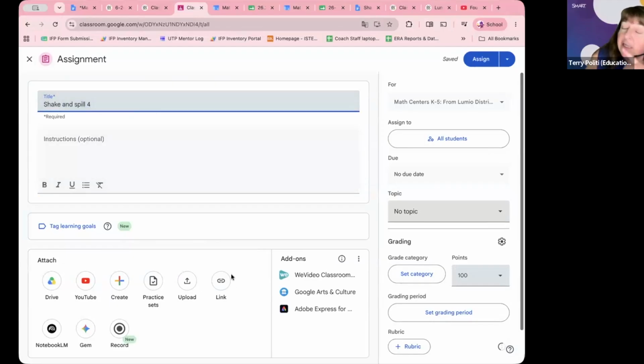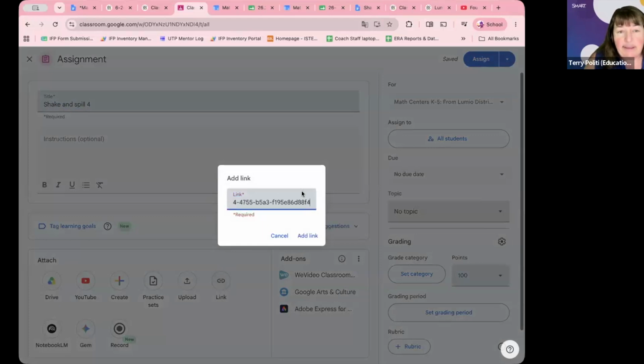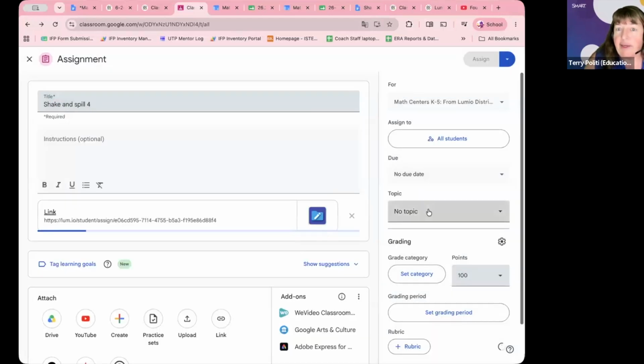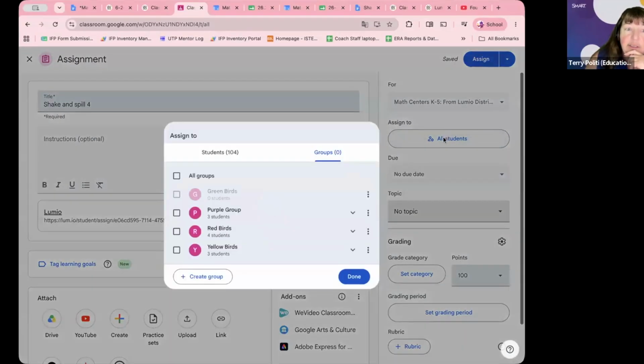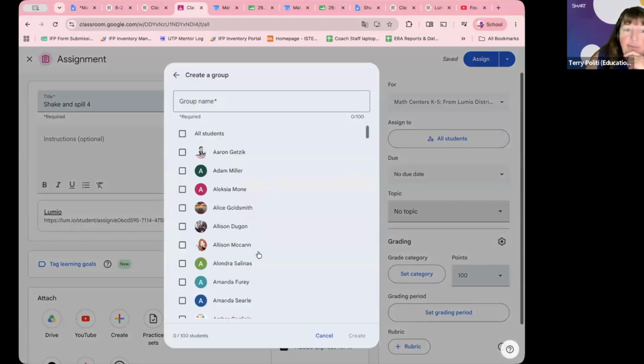Here's the big thing. It's a link. That's all it is, a link. I'm going to click link. I'm going to paste in the link and hit add link. That's Command V. Now, if I just hit assign right now, it assigns to everybody. But if you want to assign it to specific kids or create groups, in this All students here, you can click on All students. And inside of there, there is a create group. So I can click create group.